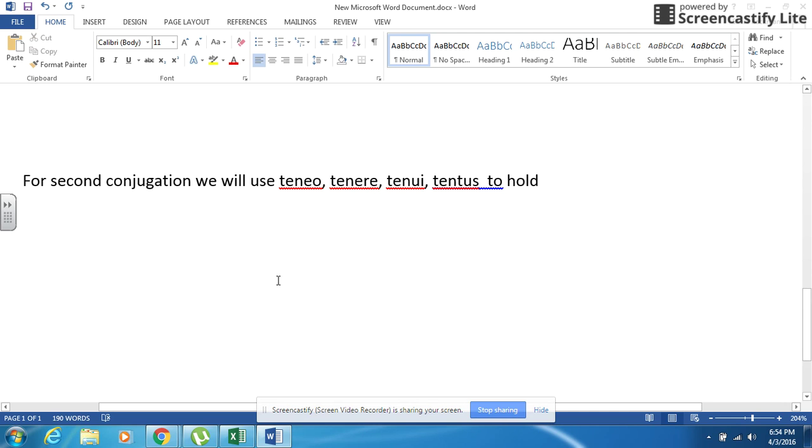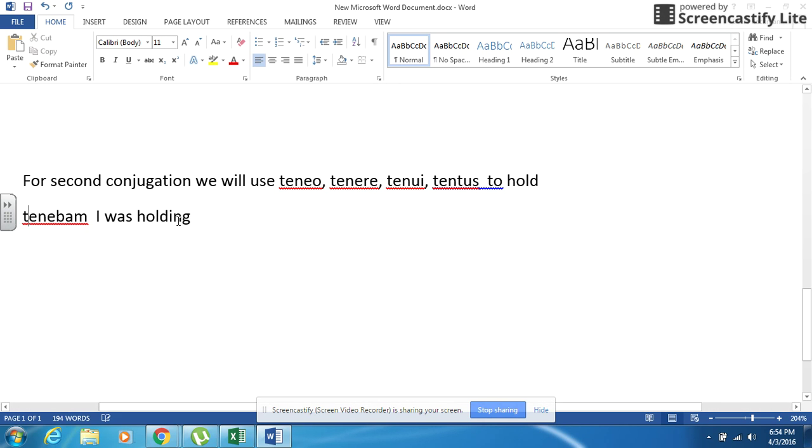To do this for second conjugation, we're going to use teneo. Everything we did is going to be exactly the same, except it's a different verb. So the stem will be different. In this case, it's tene, because we dropped the O. We don't need to add the E because it's already there. Add the ba, and then your M. And it's I was holding.